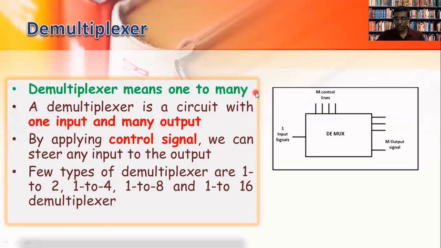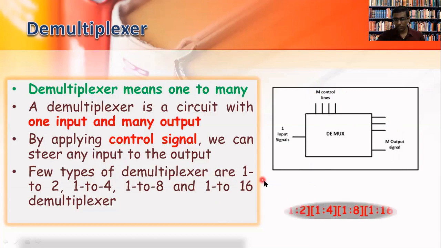Demultiplexer. Demultiplexer means one to many. That means it has one input and several outputs. So demultiplexer is a logic circuit with one input and many outputs. Depending upon the different status of this control, we get input at different outputs.